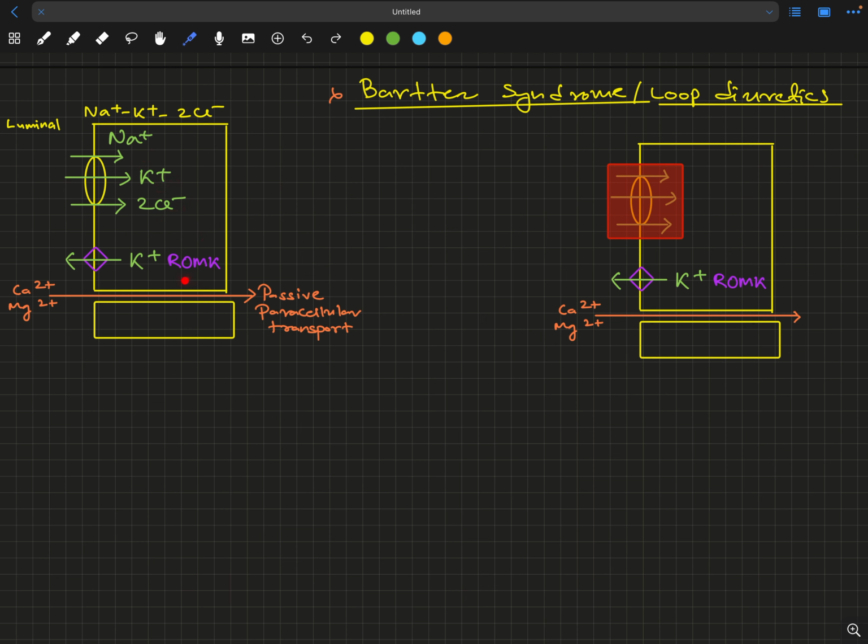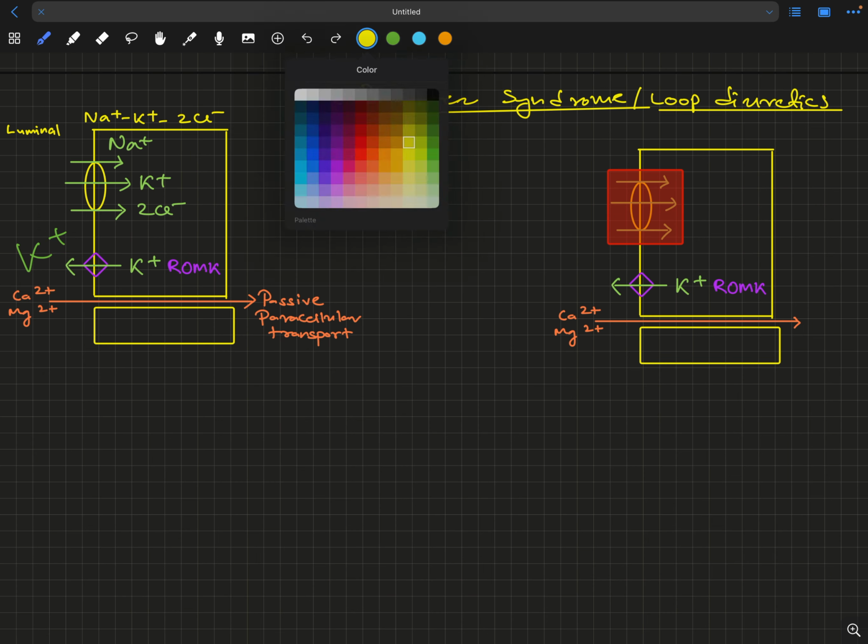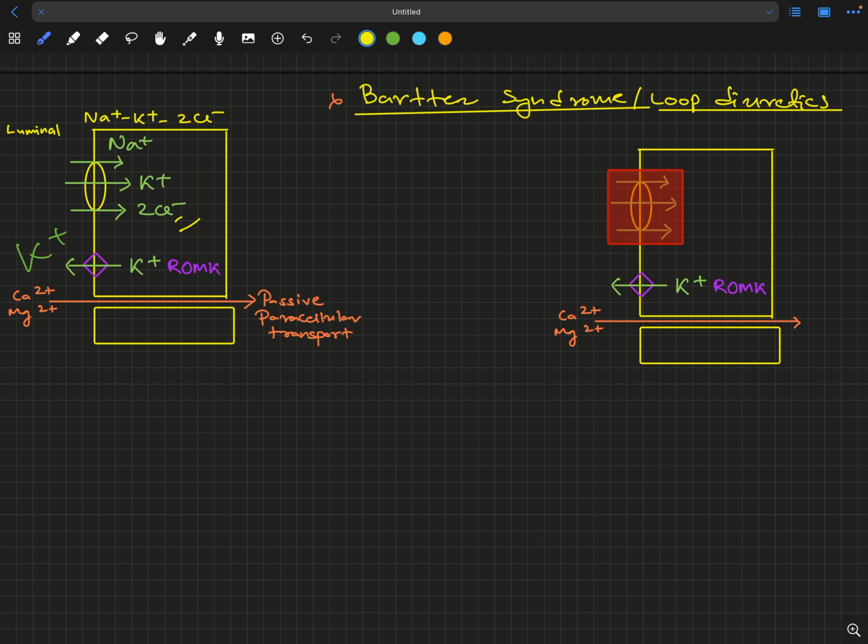Now this ROMK channel, that is another channel in the thick ascending limb of the loop of Henle, pumps one potassium out of the cell. Now what happens, there are two positive charges that came in and one positive charge moves out. So now there will be one positive charge and two negative charges. So there will be net negative charge inside the cell and positive charge in the lumen. There is now a gradient created between them.